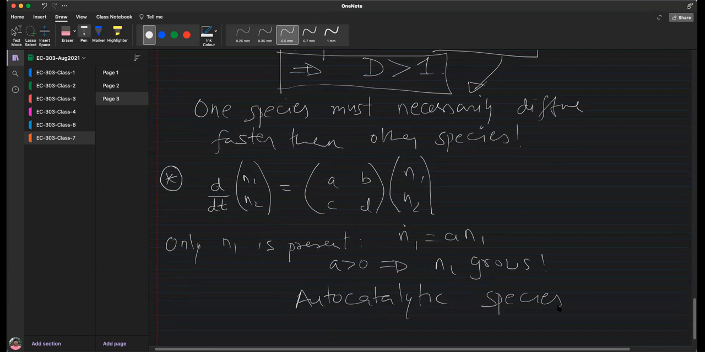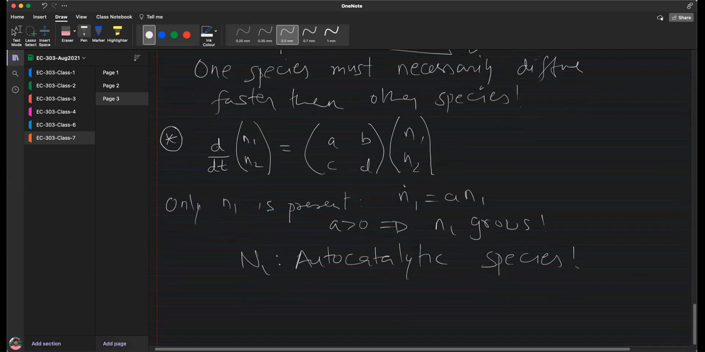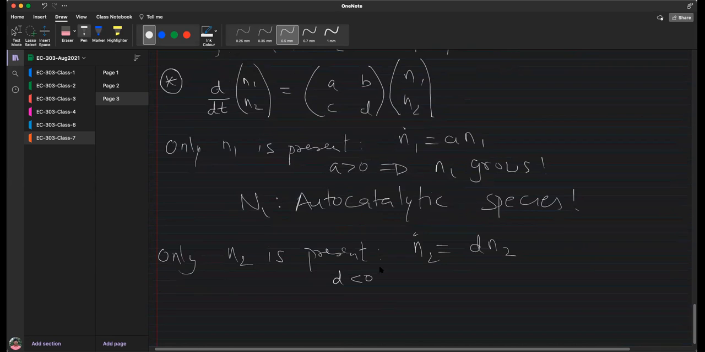So N1 is present on its own. They call them autocatalytic, meaning, if you deviate N1 from its equilibrium, it actually grows further. What about N2? Meaning I made a perturbation only in the second species. N2 dot will be D N2. Since D is less than 0, what do we get? N2 decays. Is that right?